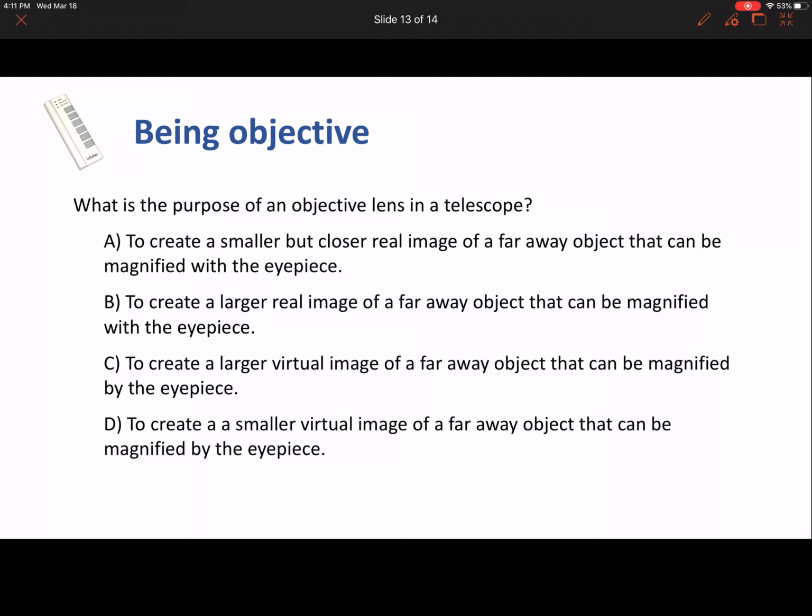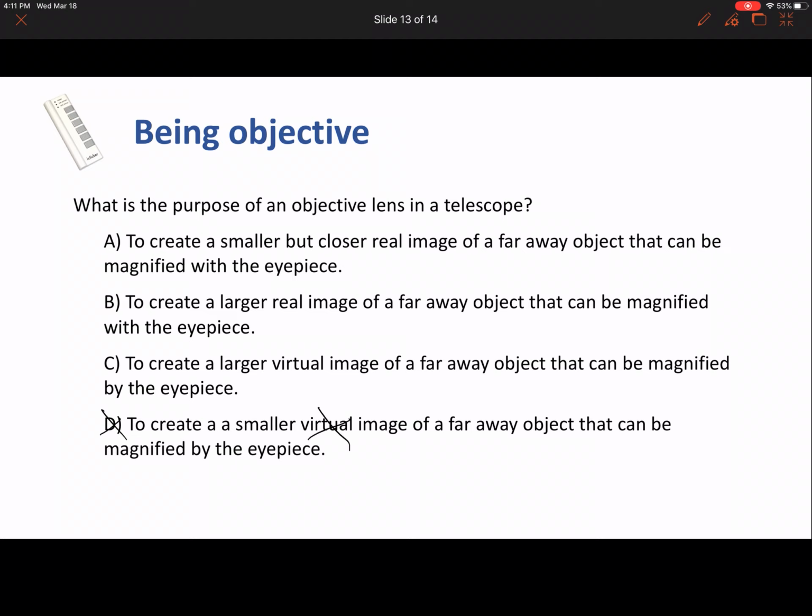All right, so what do we want an objective lens in a microscope to do? Well, we can go through these. Actually, start from the bottom up. First off, we need our objective lens in both telescopes and microscopes to create a real image because it needs to be near the eyepiece. We don't want our objective lens to create a virtual image. That would be on the same side of the lens as the object. That's actually further away from us. So we don't want to create a virtual image. We want to create a real image.